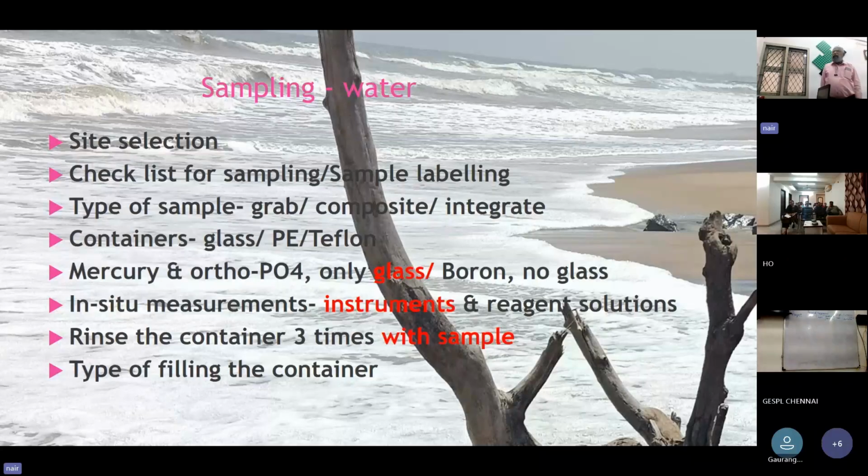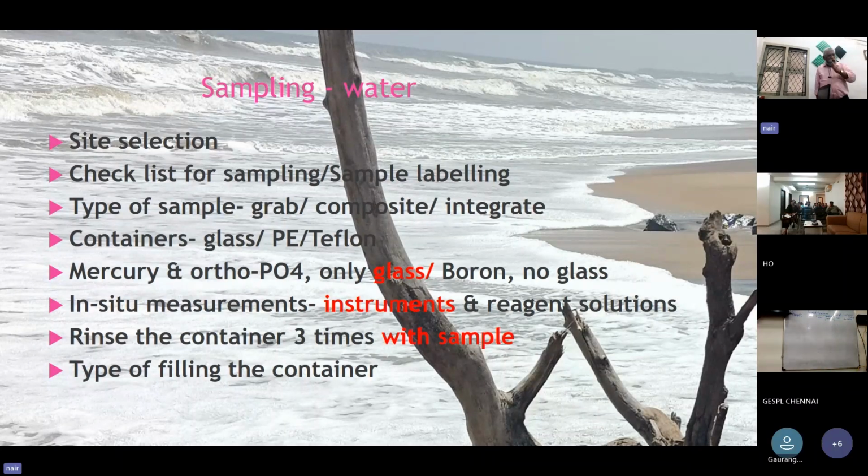Second thing, the checklist for sampling and sample labeling. Suppose you are going for sample collection and collecting 4 or 5 or sometimes n numbers of samples. Then noting it in the notebook will not do. We have to have a checklist for sampling, whatever things we have to take, whether the plastic cans, the wires, or the bottles. You should have a checklist of whatever things you have to take to the site, for the sampling points you have selected.